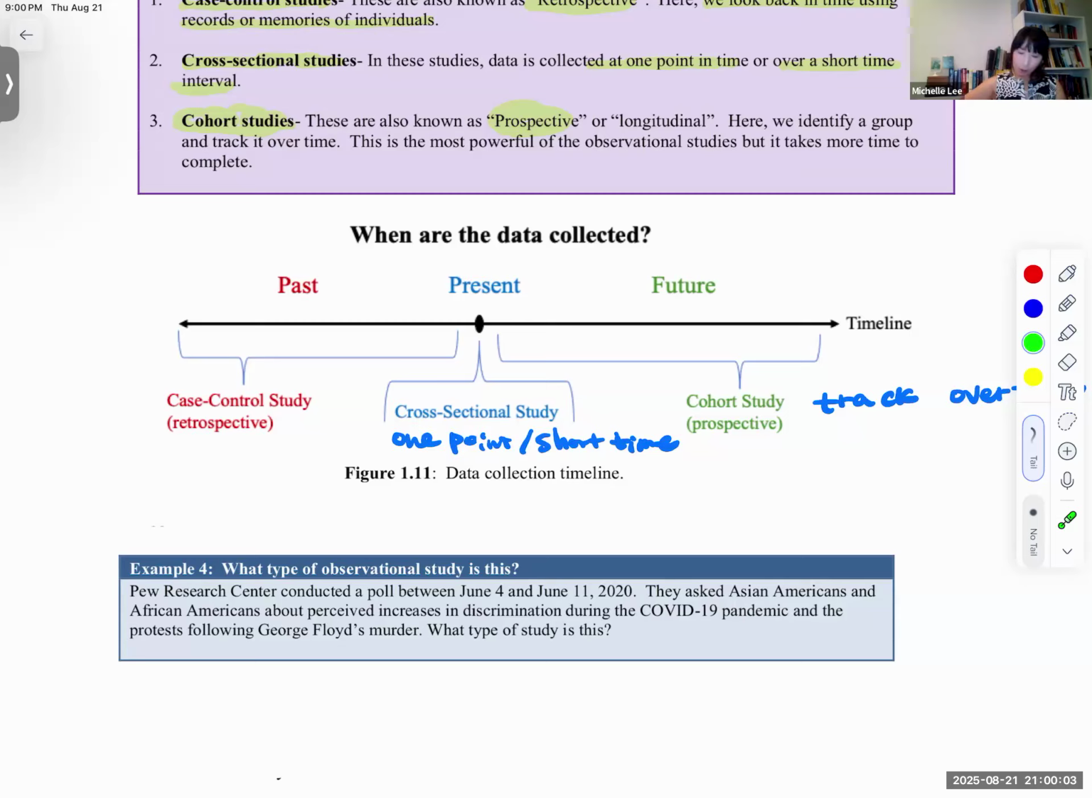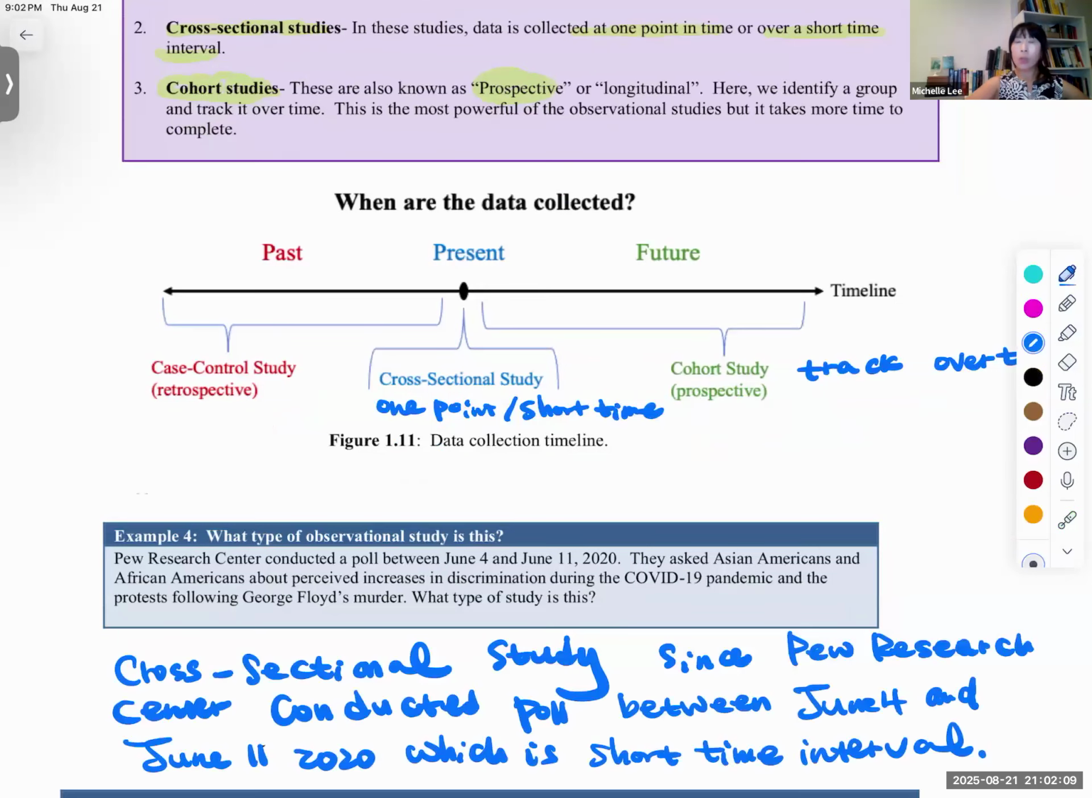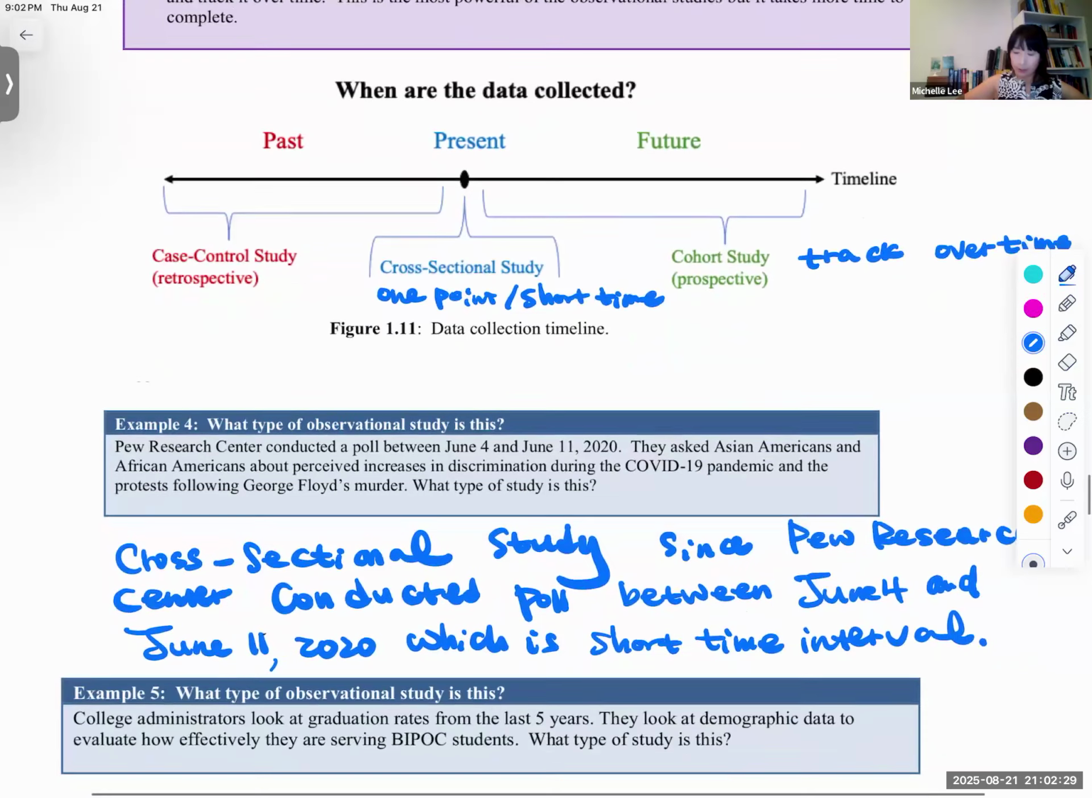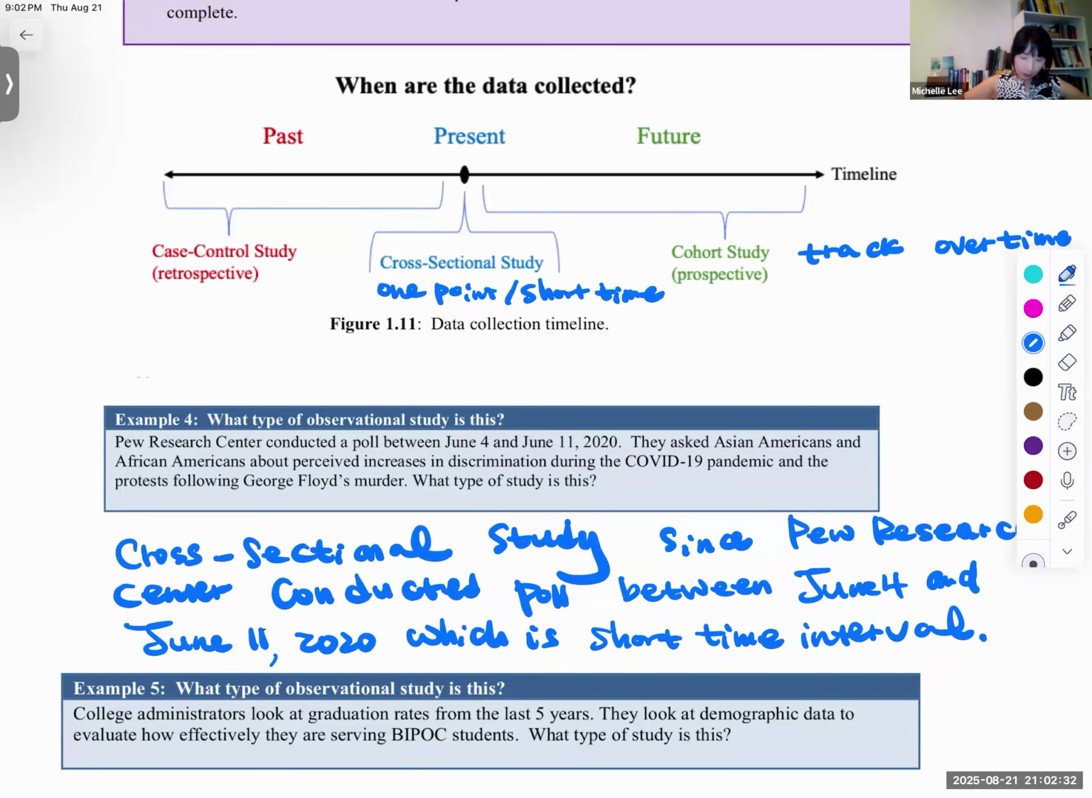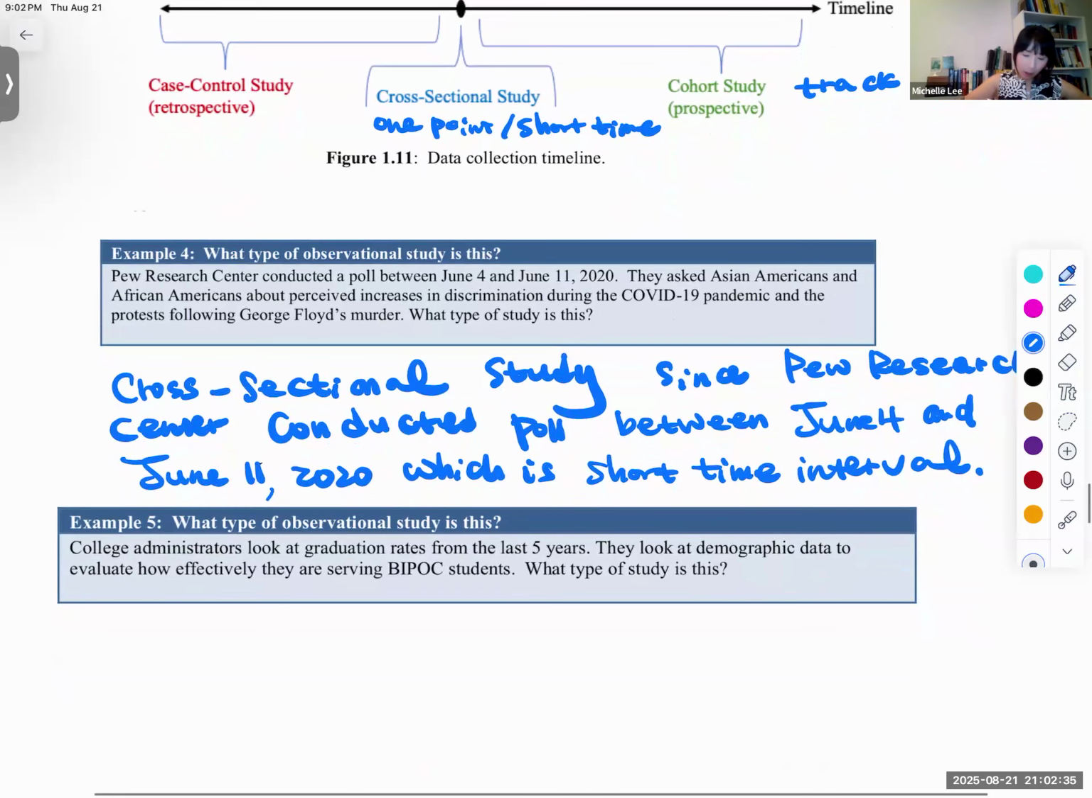So they say that between June 4th and June 11th, short time period, right? So that is present and cross-sectional study, right? Let me write down. Okay, so I wrote down cross-sectional study since Pew Research Center conducted a poll between June 4th and June 11th, 2020, which is a short time period. All right, next, you try.